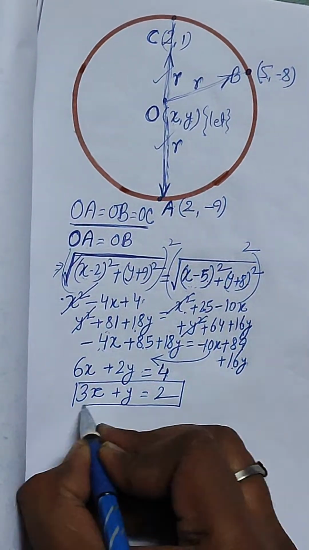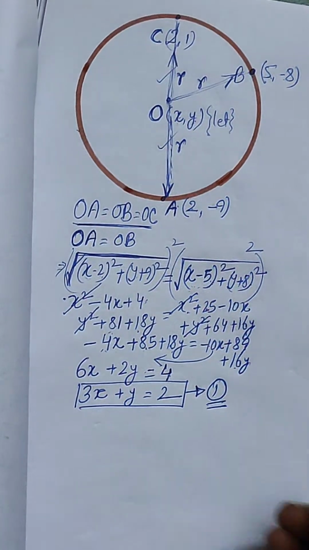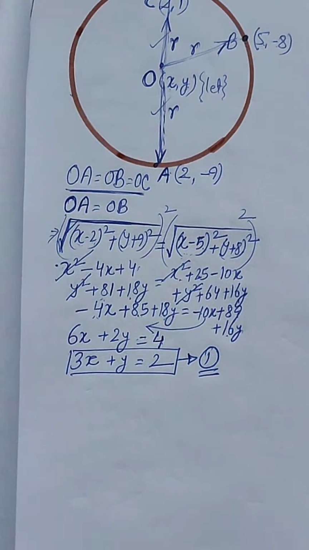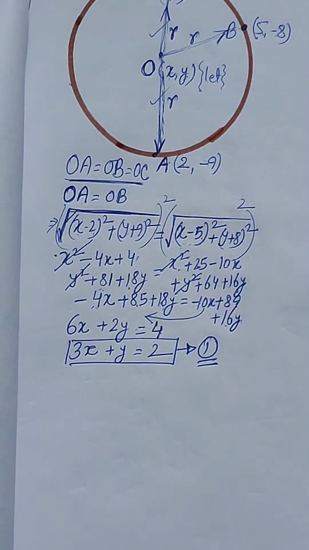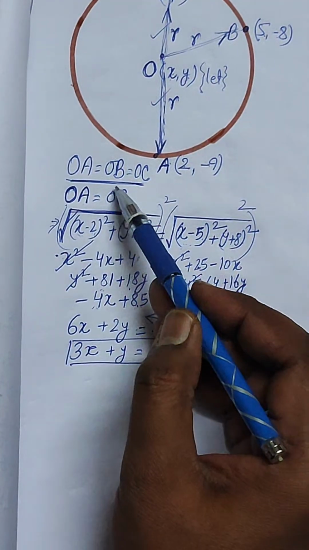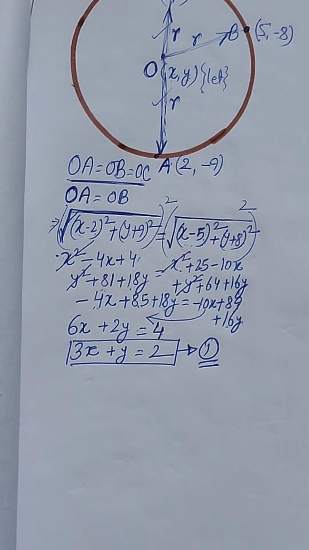So this is one of the equations in the variables x and y, my dear friends. Now similarly, as we did for OA equal to OB, when we equate OB equal to OC, we get another equation in the form of x and y, right? What is that?